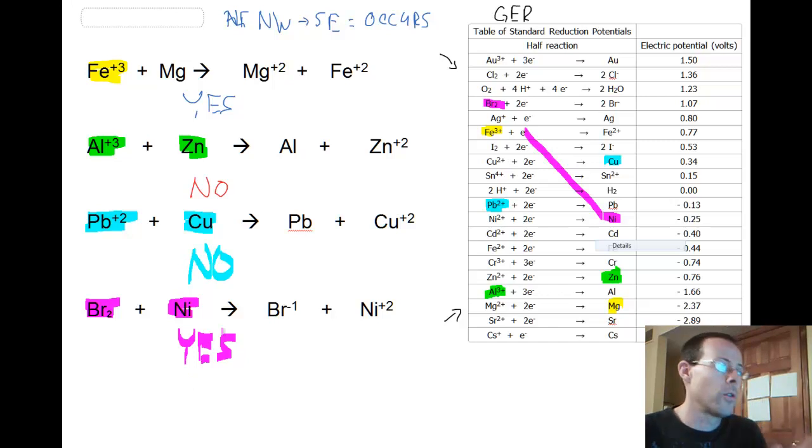So again, remember the northwest-southeast rule. If you connect your lines and they have an angle like that, they react. If they have an angle going the other way, that is no bueno. So anyways, that is predicting whether two things will react or not.